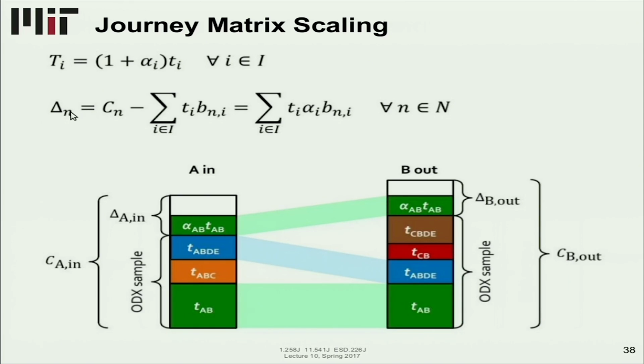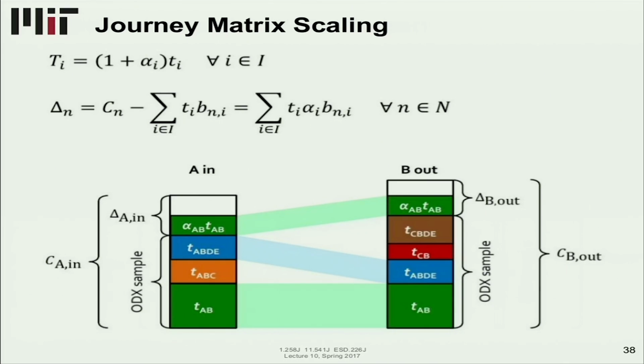Then we also have this other relationship: the remaining portion of the count on a node, which is the control total on node n minus the portion that was seen through that place, adds up to the sum of all itineraries going through that place times their scaling factors. So now we need to figure out what the scaling factors are for each itinerary, satisfying both of these equations.